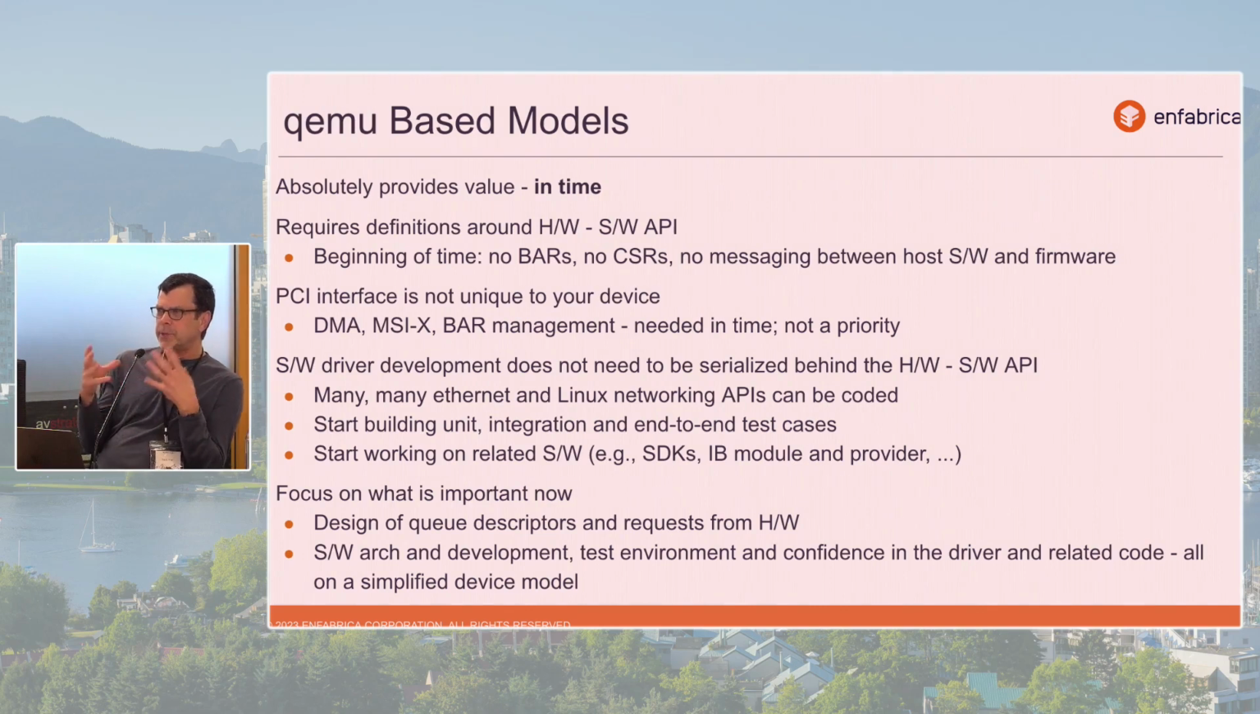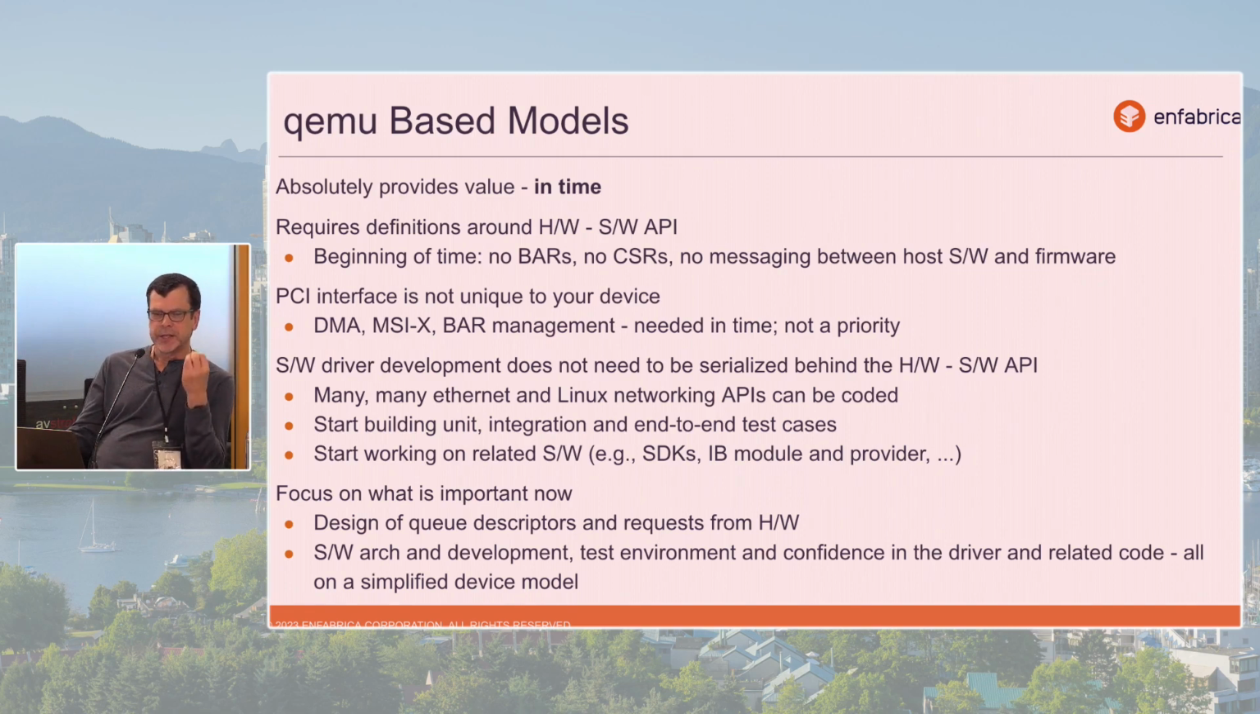And then, depending on what you're building and what its extensions are, you can start working on related software, something like SDKs, or if you're doing RDMA and IB kind of support, get that IB module and provider going, et cetera. It's all that surround software that goes on top of whatever you're building. And the key is to focus on what is important now. That's the design of the queue descriptors, what the requests are. If software had some dream things to ask of the hardware team, start getting those understood, so you can start weighing the balance of, well, if you take this away from me, software has to react by doing such and such, right? And so it is going to be that trade-off as you're developing something.